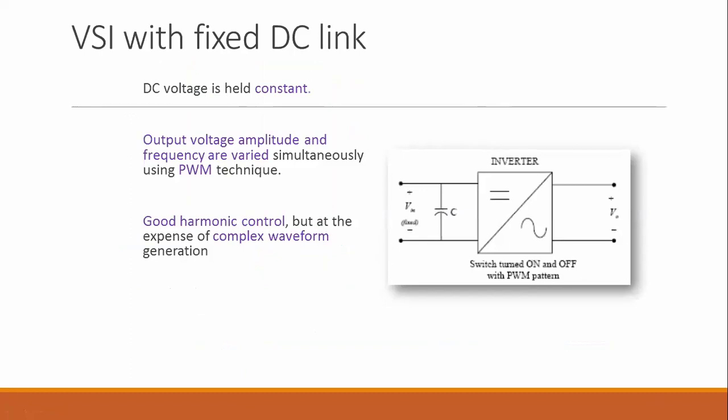Now, VSI with fixed DC link. If the VSI is used with a fixed DC link, the DC voltage is held constant and not varied, so output voltage magnitude and frequency are varied simultaneously. They can be simultaneously varied by using a PWM technique, that is, the pulse width modulation technique. This technique is normally preferred as it has good control on the harmonics, but it is expensive because of complex waveform generation. So this is actually the problem with this type.